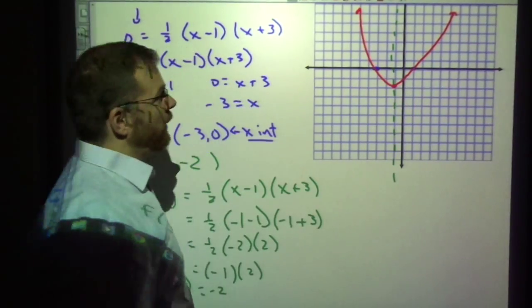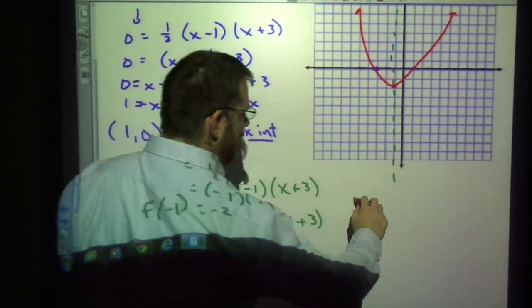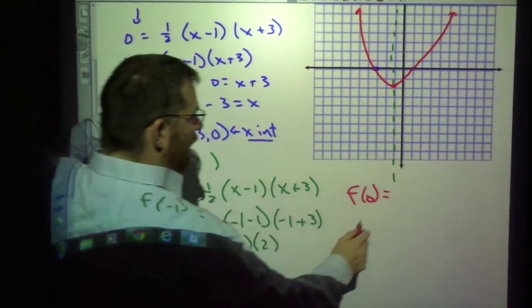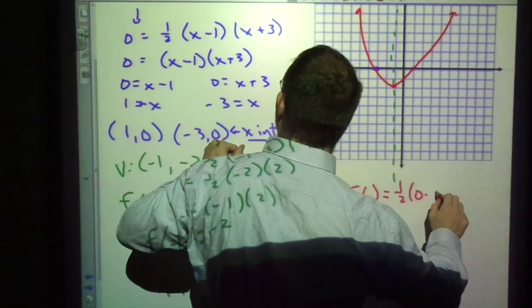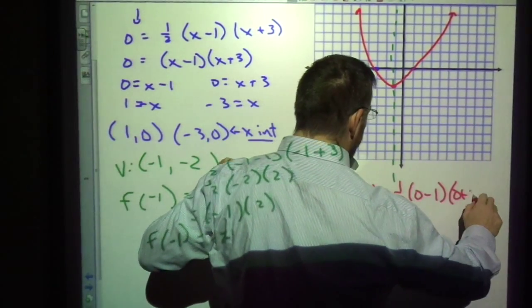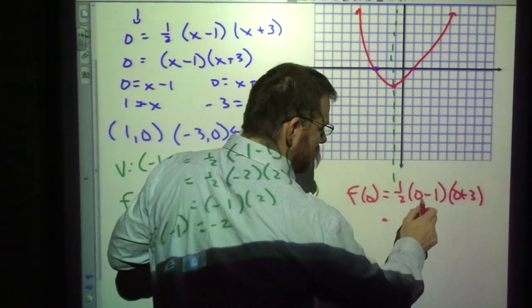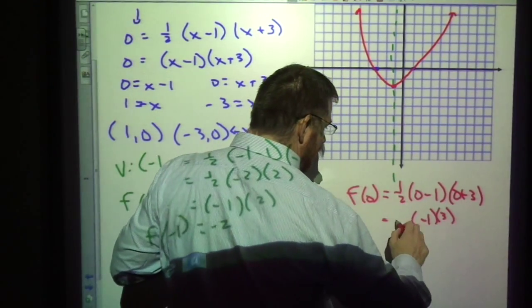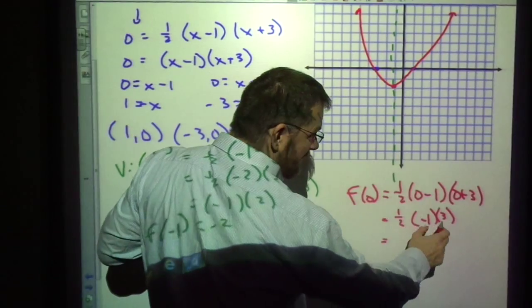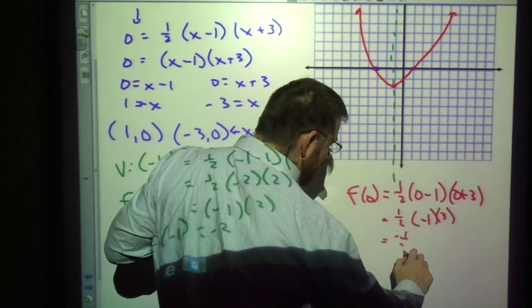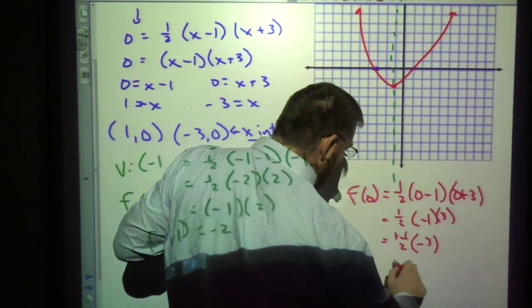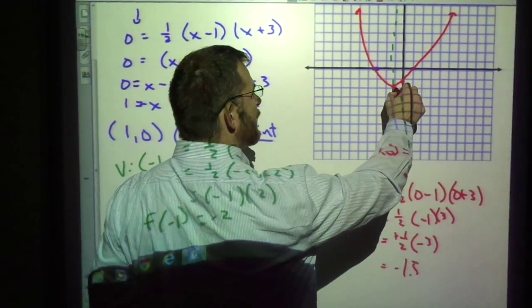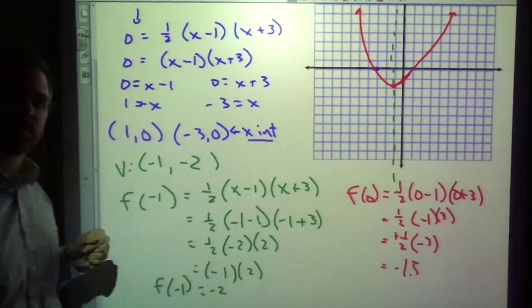Oh, I forgot to find the y-intercept. I just need to let x be 0 and plug that in. 1/2 times (0 minus 1) times (0 plus 3). So that is -1 here. That is 3 here. That is 1/2 times -3, which is -1.5. And it looks like it was maybe right about there. Should have been a little bit fatter than what I drew.